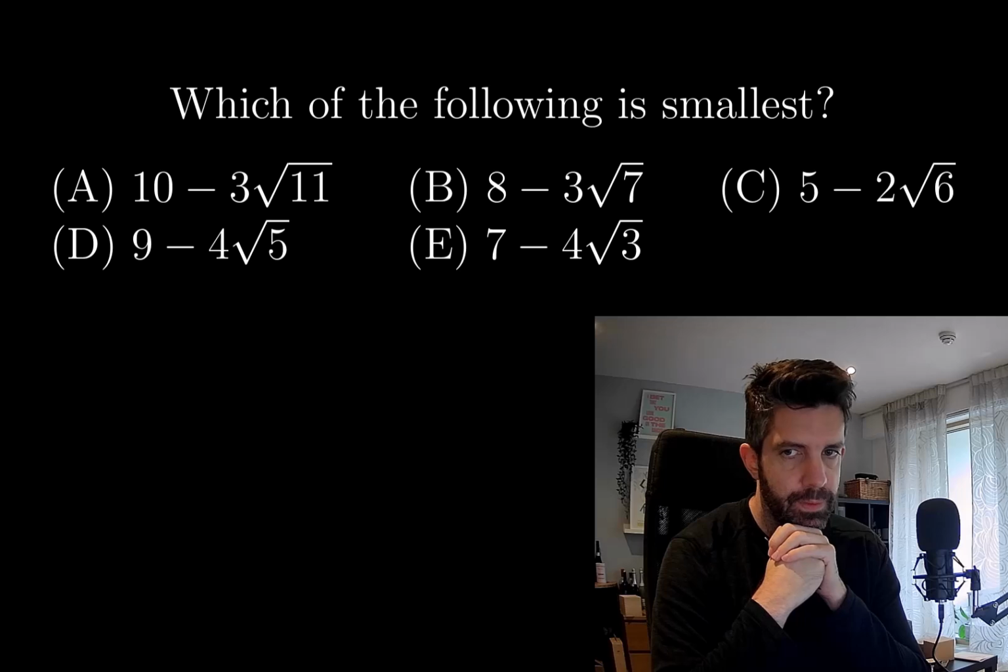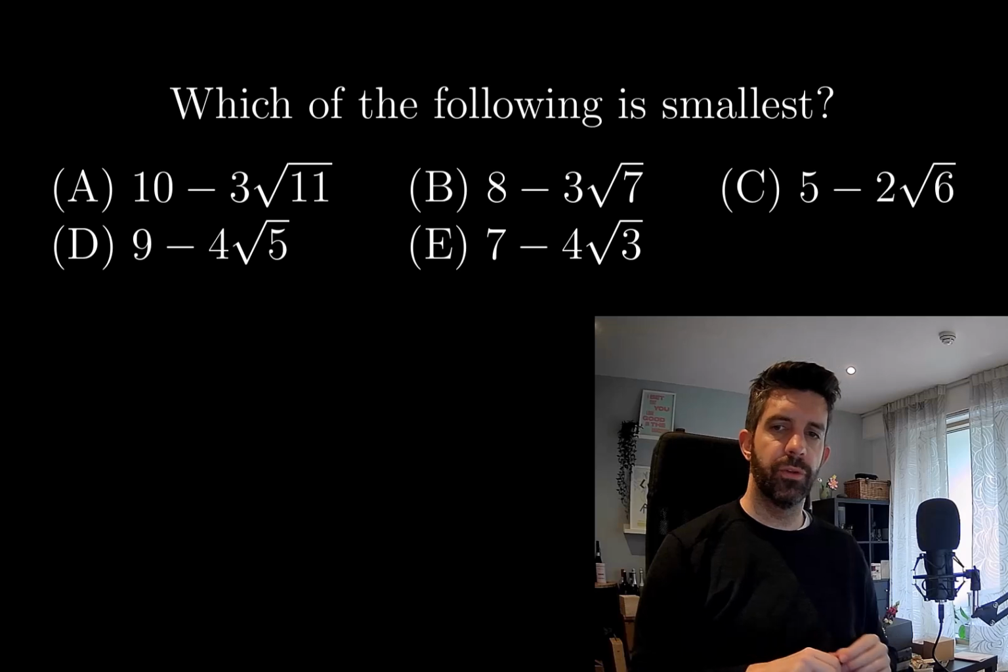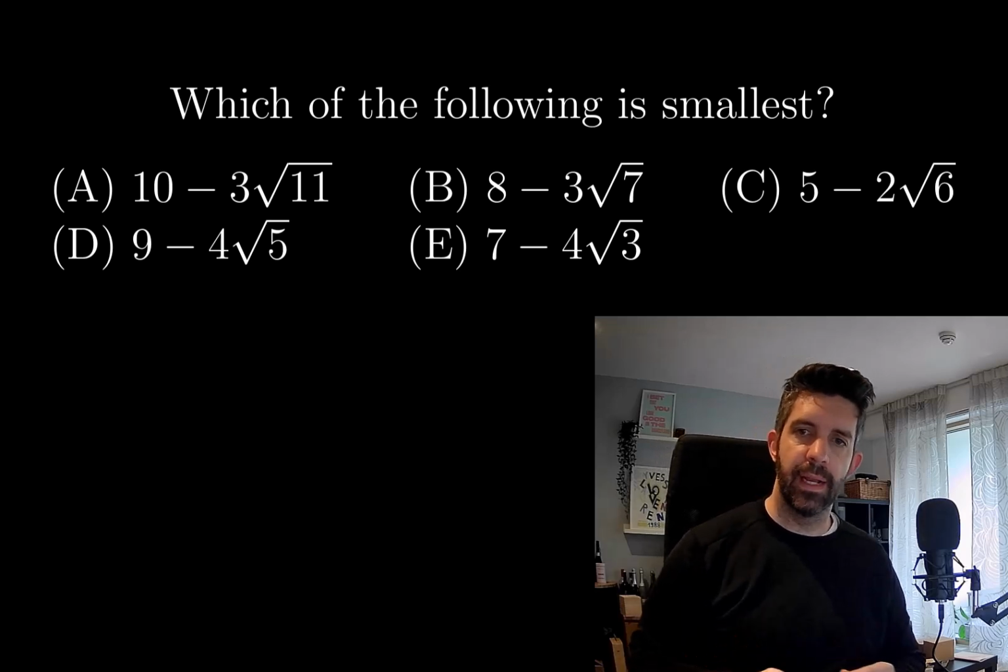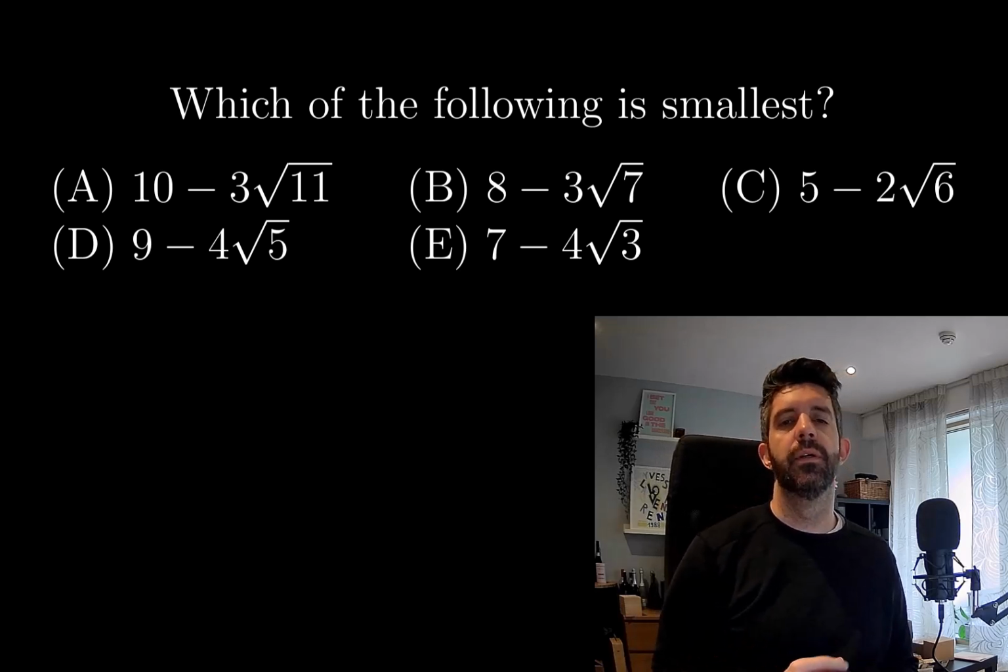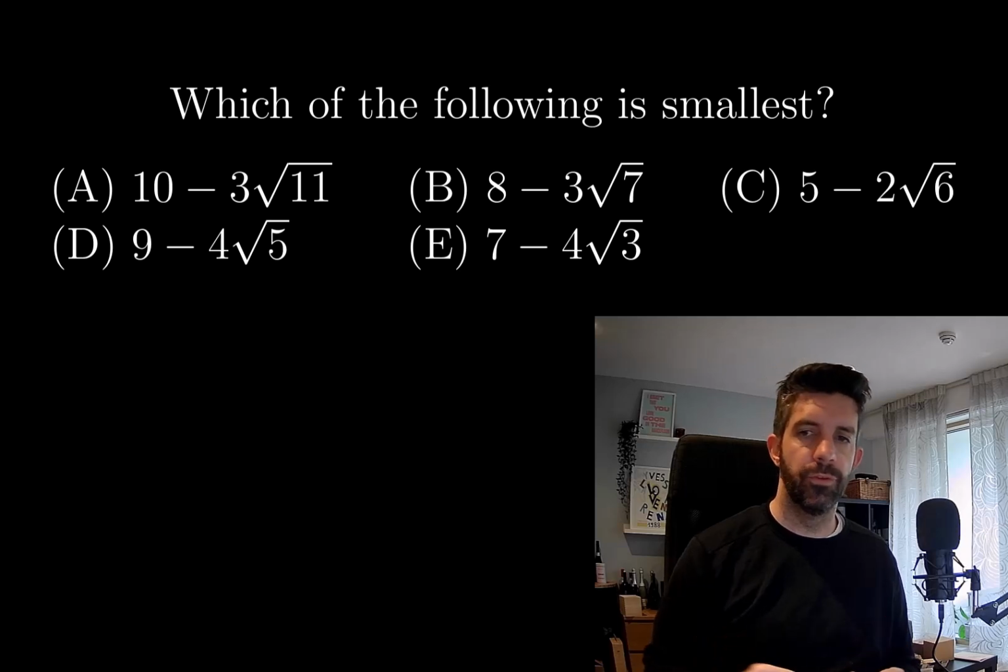My instinct is going to be to square these quantities and see what happens. But we're likely going to keep ending up with things that have square roots in them all over the place. So maybe there's something a little bit more intelligent that we can do.